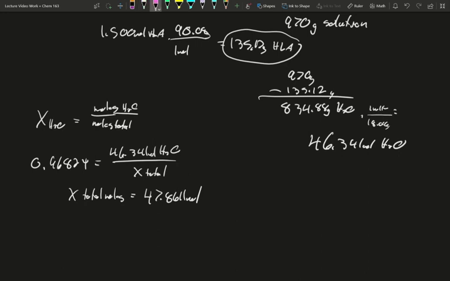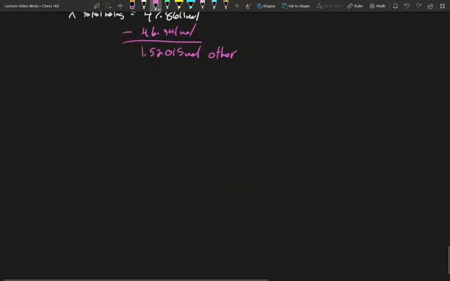I can subtract from it the water, and whatever's left must be all the other particles that came from the lactic acid dissociation. So minus 46.341 mole for 1.52015 mole of other. So we used our vapor pressure and our volume change to find the mole fraction of water. We then used the weights and the densities to find the moles of water, used that and the mole fraction to find the total moles, subtracted out the water, and we now know how many moles of other things must be present.